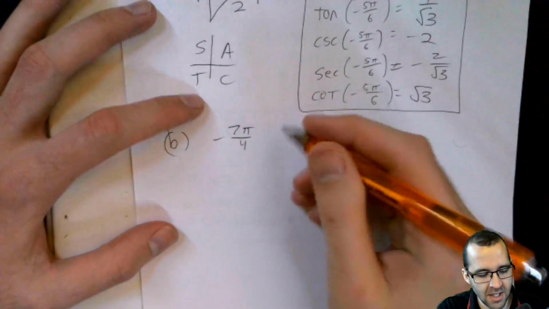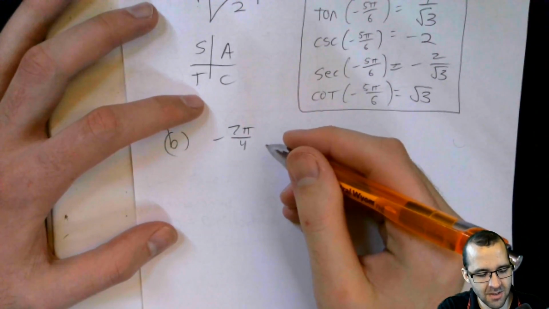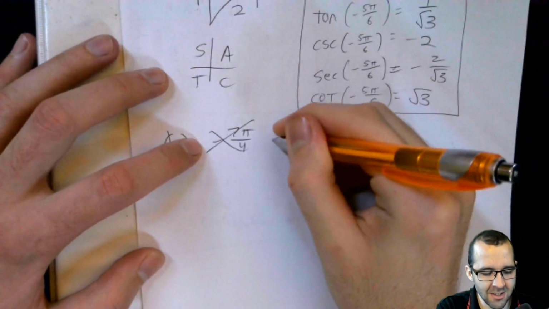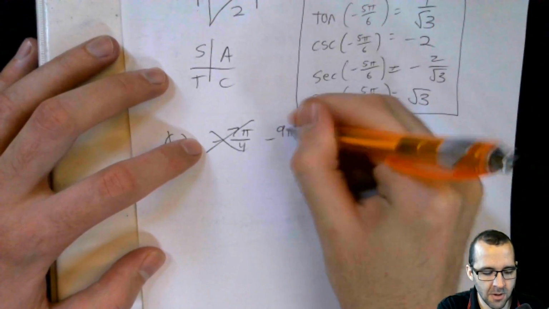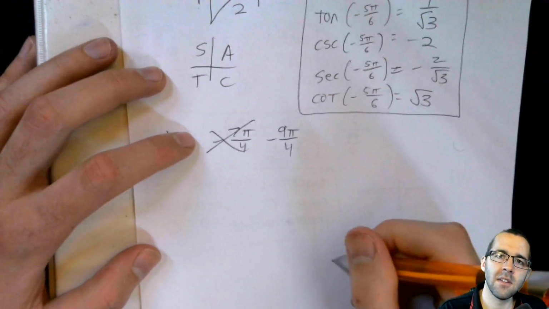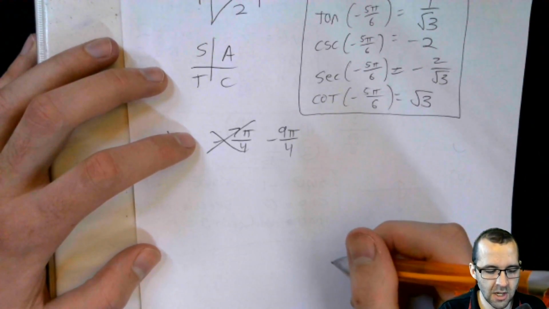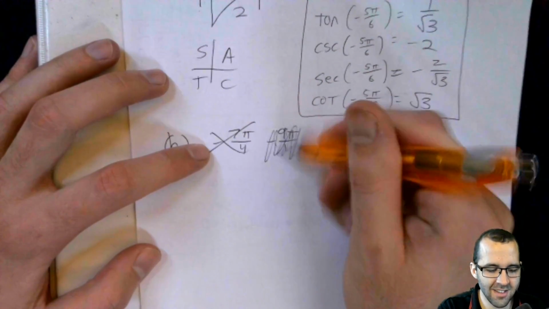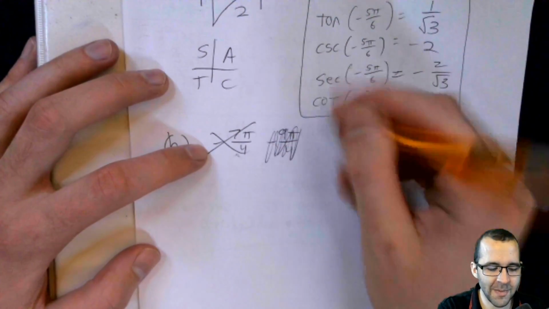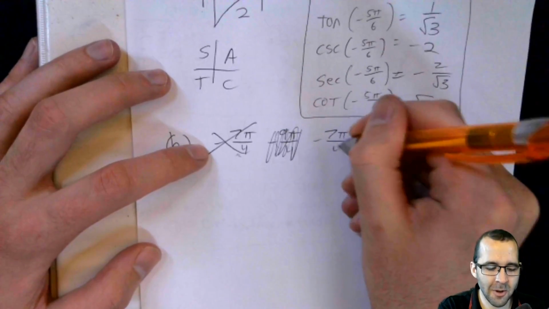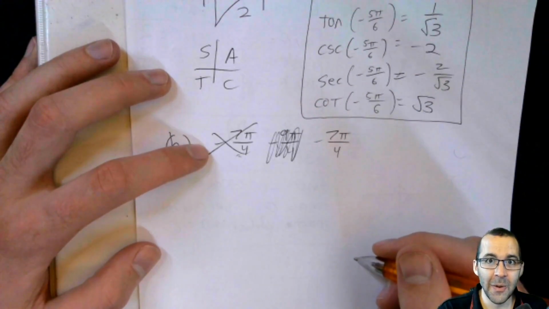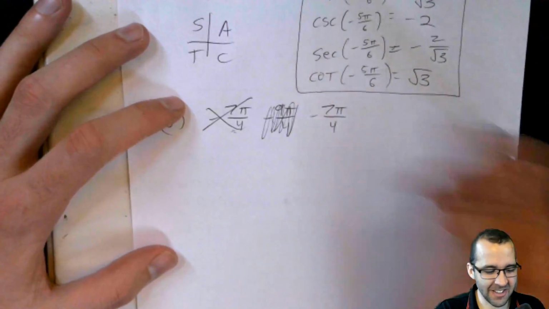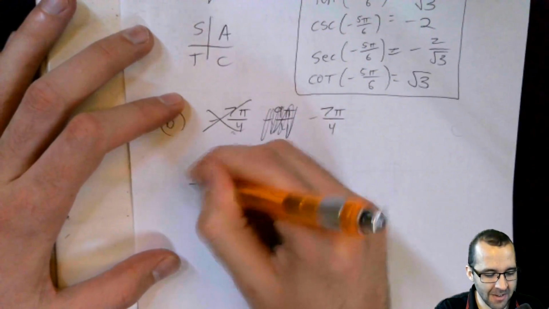All right, so we do this again, and we need to draw. Let's change this example. This is in the same quadrant. I don't want this. Let's use negative 9 pi over 4. Wait, no, never mind. That's not in the second quadrant at all. Let's use negative 7 pi over 4. Okay, not in the third quadrant. Let's go ahead and move on.